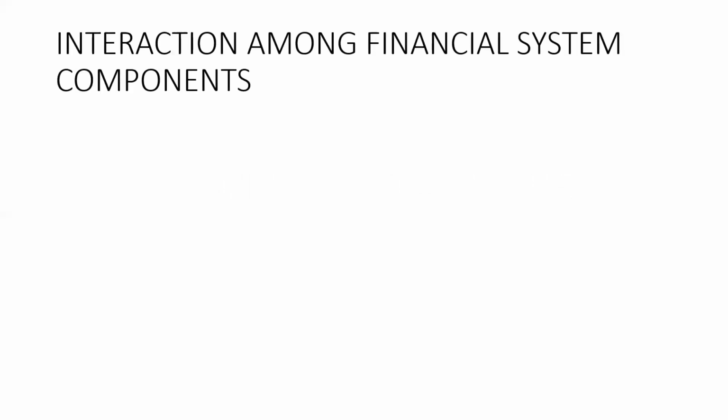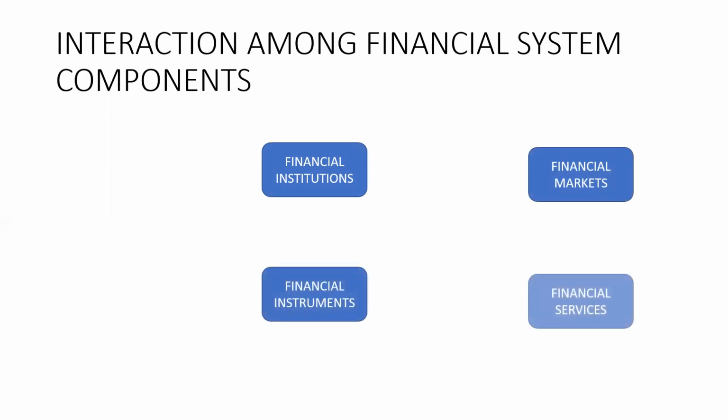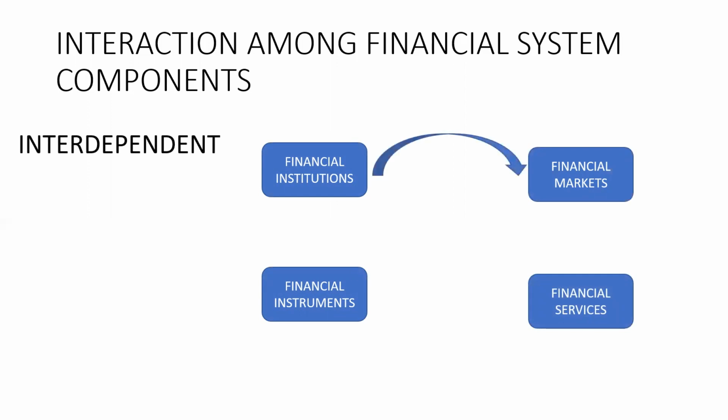In this video, I will highlight the important functions of the financial system, which will also explain the role the financial system plays in economic development. From the previous slide, we have discussed the different components of the financial system. The components, although distinguished, do not function in isolation. They are interdependent and react continuously with each other. For a financial system to function smoothly, there is a need for interaction between the components.